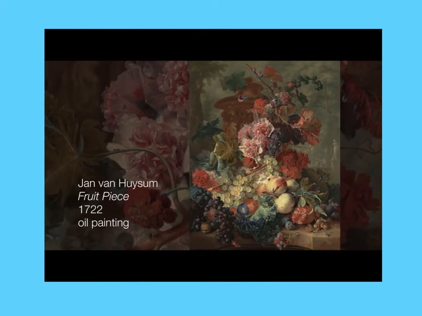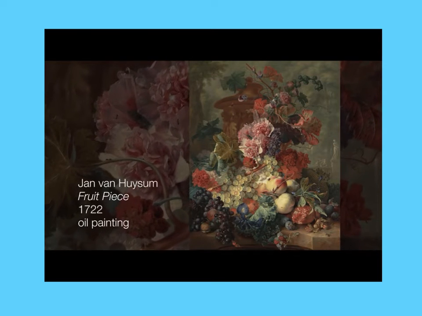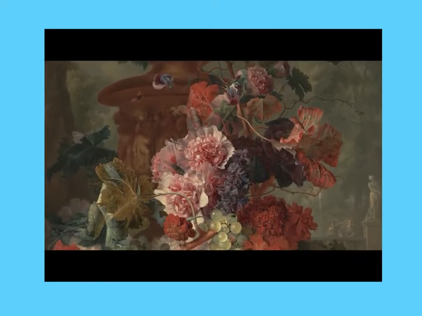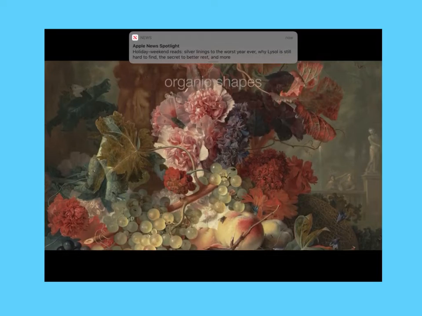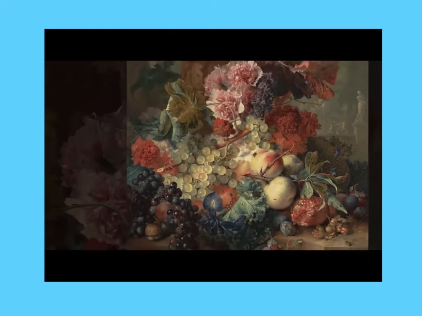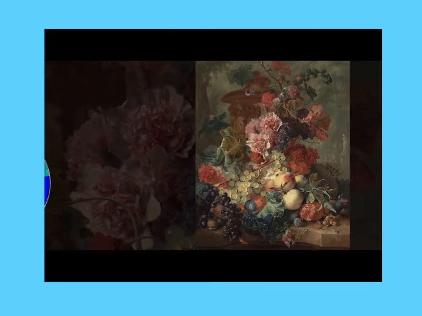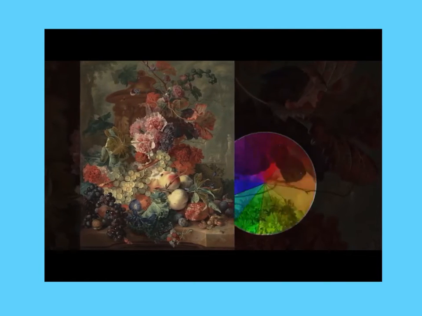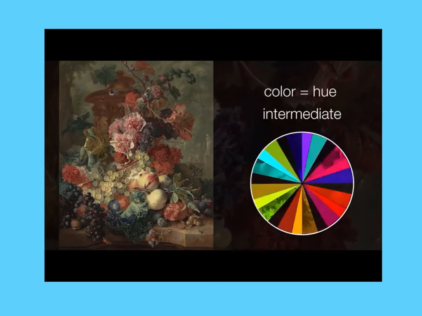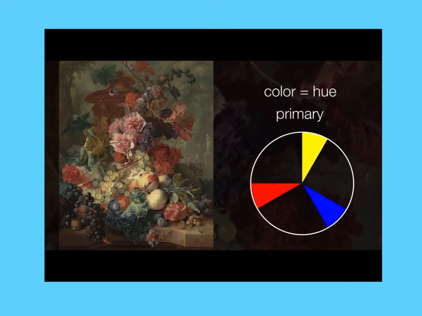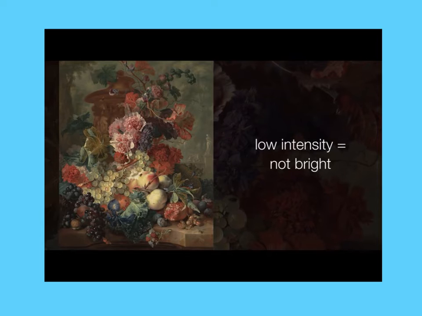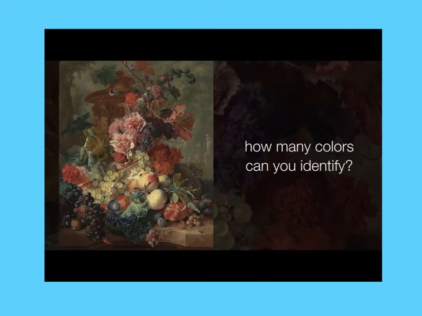This is a painting known as Fruit Piece, made by Jan van Huysum in 1722. We can see a variety of fruits and flowers arranged together in an outdoor setting. There are many organic shapes throughout, in the grapes, nectarines, flowers, and more. What shapes can you identify? There are a wide variety of colors, also known as hues. There are secondary and intermediate colors, which are different combinations of the primary colors: red, yellow, and blue. The colors are also low intensity, meaning they are not extremely bright. How many colors can you identify?